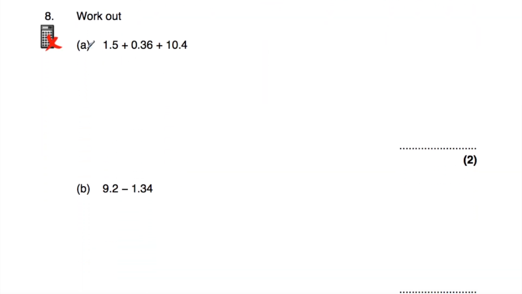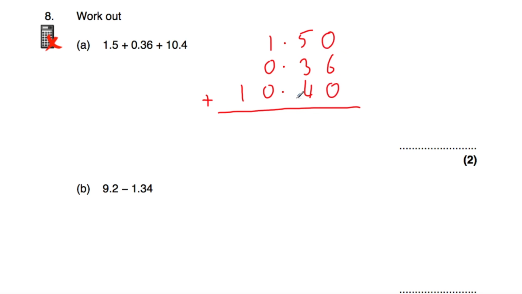So question number 8a says work out 1.5 plus 0.36 plus 10.4. So let's add up our numbers. We've got our 1.5, our 0.36, and our 10.4. I've lined up the decimal points, and we're going to put a line beneath them like so, and then a plus sign. And I'm going to put a 0 there and a 0 there as a placeholder, and I'm going to put a decimal point beneath the others.